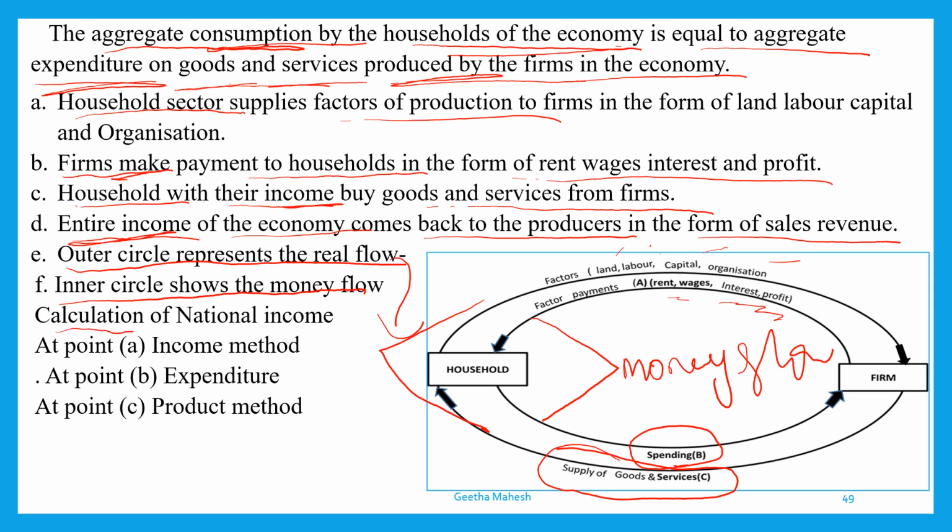Next, you can calculate national income by considering this circular flow of income. If we calculate the factor payments, which we call the income method, at point B, if we consider the expenditure made by the household sector, then it is calculation of national income by the expenditure method. Then if we consider the product method, the value of goods and services that firms supply to the household sector, you will get GDP by the product method.